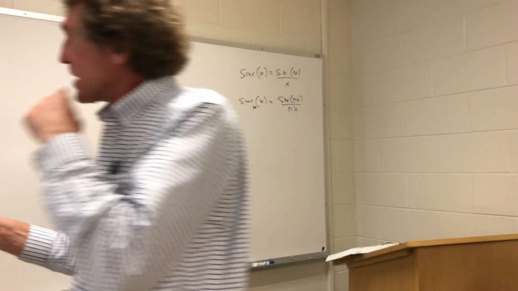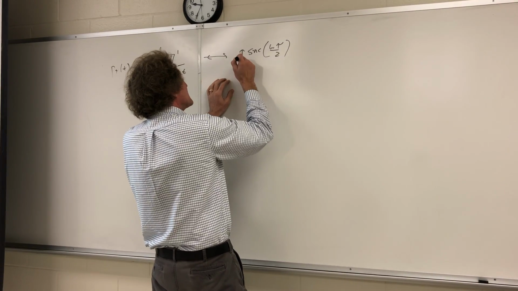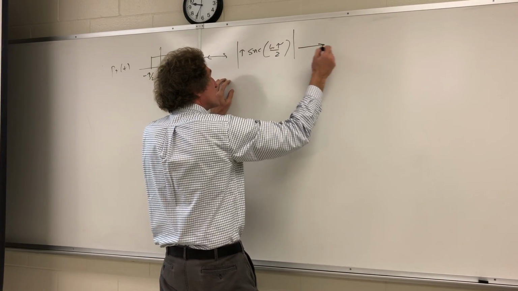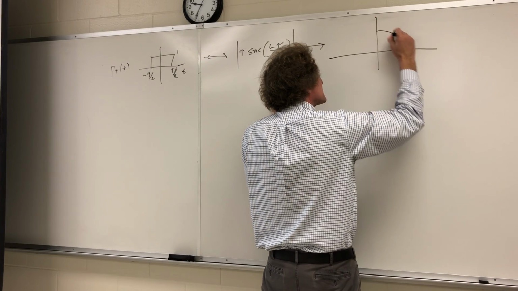Now, when we go here, we have to know what that function looks like, and I'm going to do the magnitude of that function. We know that the function doesn't have that, but the magnitude of the function looks like this.